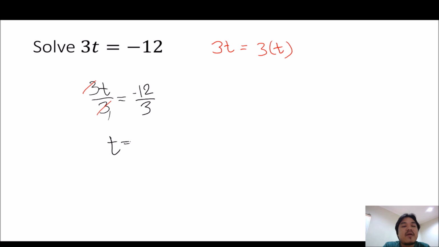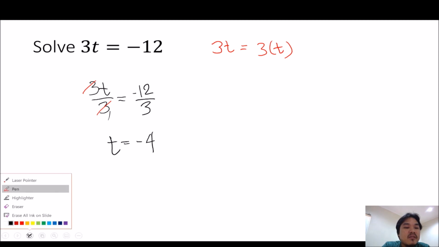And then we're going to divide negative 12 and 3. Since they have different signs, the quotient will be negative. And then 12 divided by 3 is 4. So t equals negative 4, the solution.